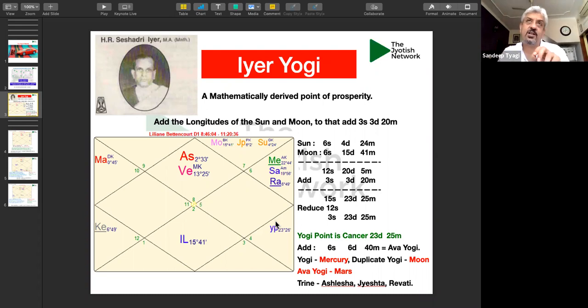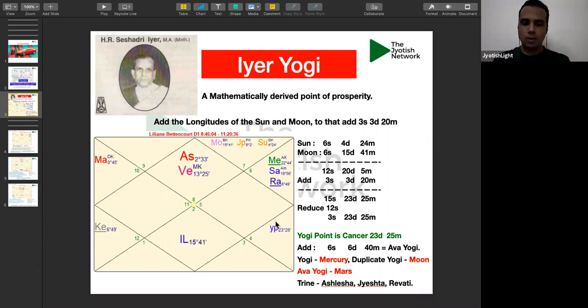So, the yogi point in the chart, to summarize, is valid from a transits perspective. The planets are relevant from a dasha perspective. Got it. Yeah.